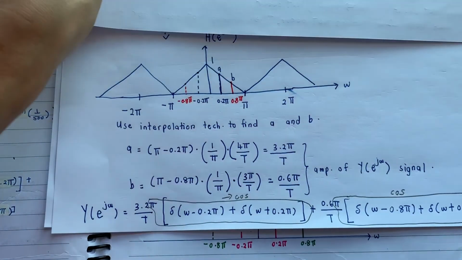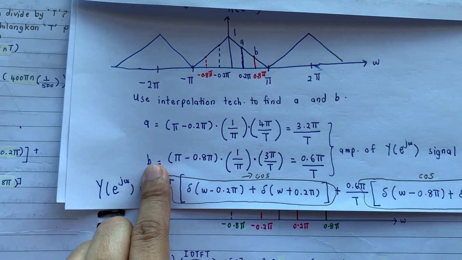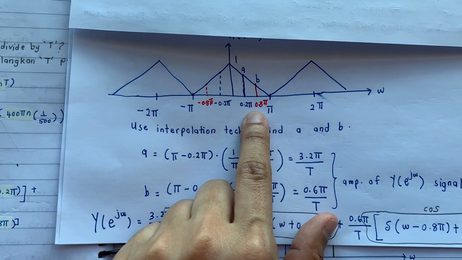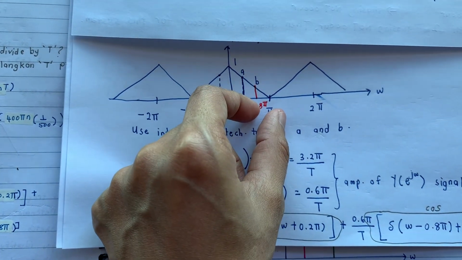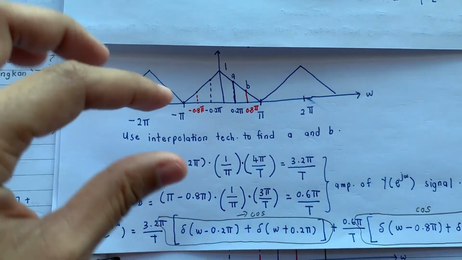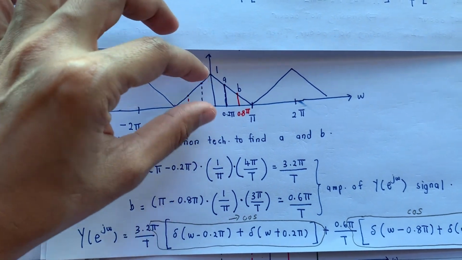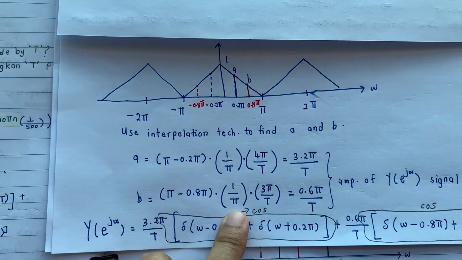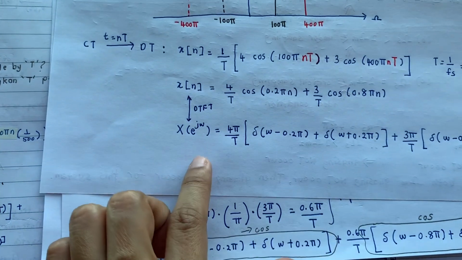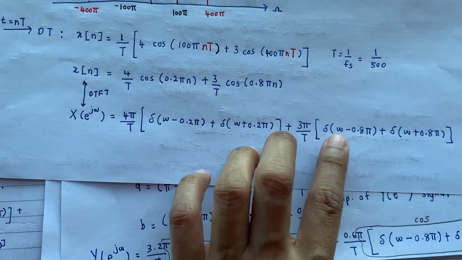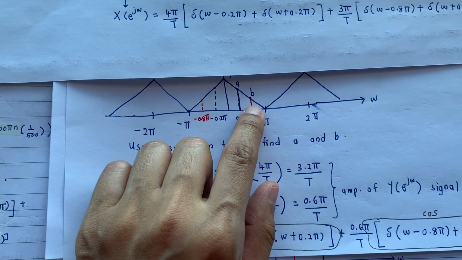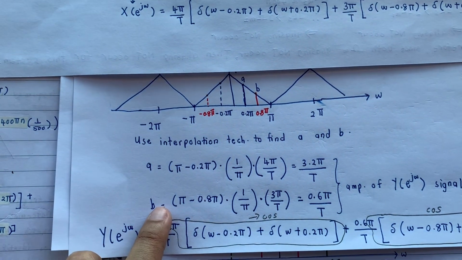The same goes for how to find B: pi minus 0.8 pi, which is the distance between pi and 0.8 pi. We want to find the difference. Next, 1 over pi times 3 pi over T comes from the amplitude of the 0.8 signal, the red color signal. So you can find B.